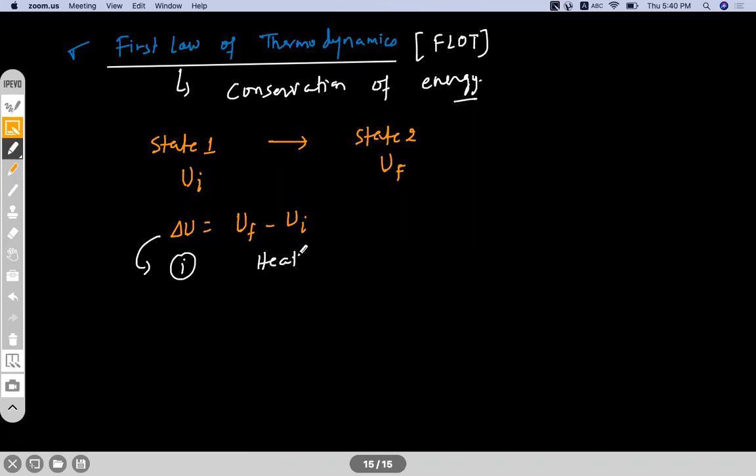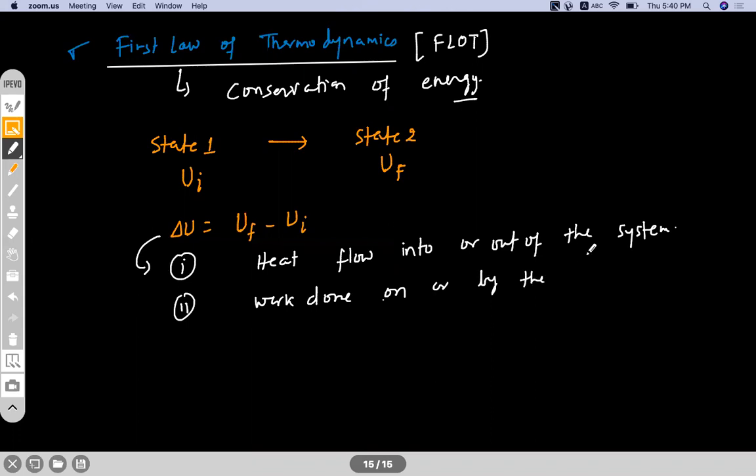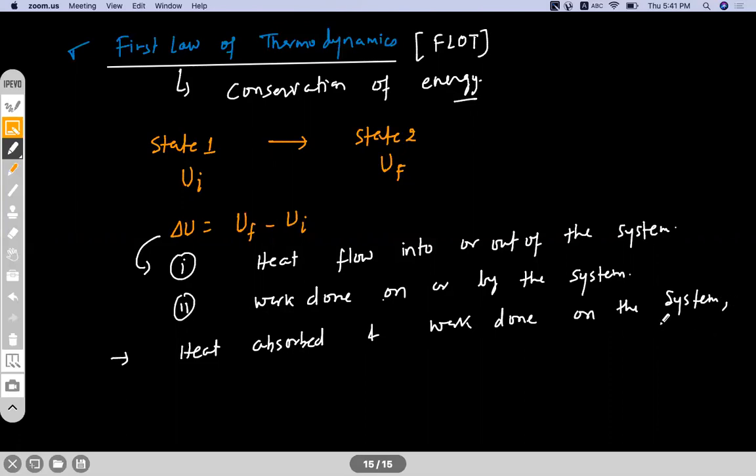First is heat flow into or out of the system. Right, so there will be heat exchange, so internal energy will change. The second way is what? Either work done on or by the system. On or by the system, okay? So suppose what happens, first case I am taking here, heat absorbed and work done on the system. Heat absorbed and work done on the system, okay?